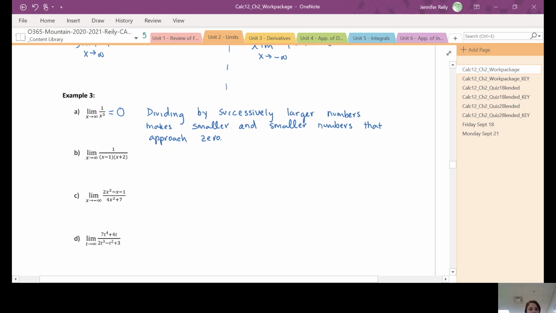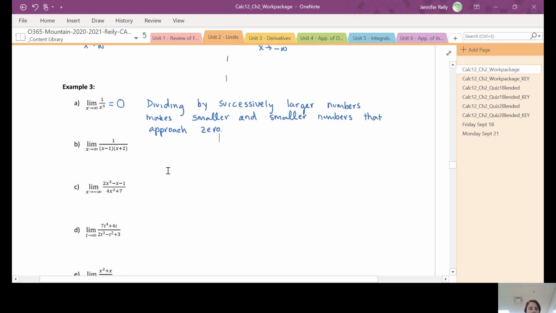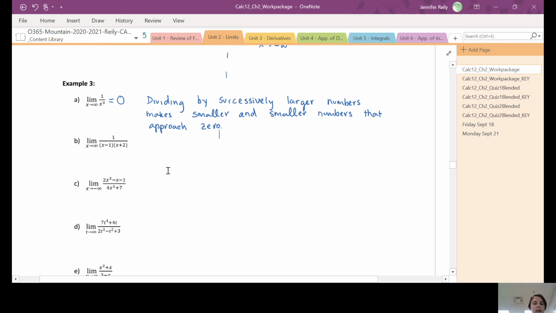Okay, let's look at the next example. Even though it looks more complicated than A, the same idea applies. So you have 1 divided by a very large number times a very large number. So it's going to be very small. So it's going to approach 0. Same concept as in the next question here.